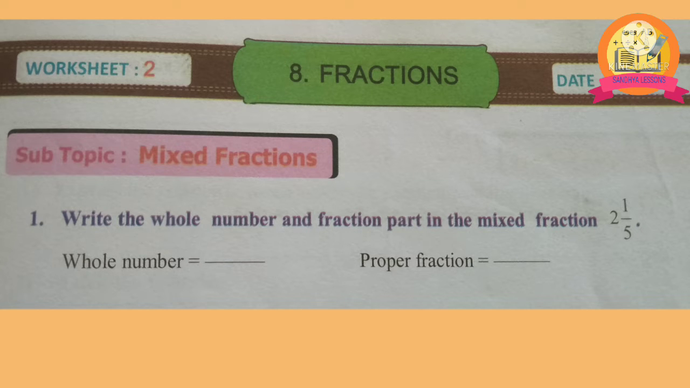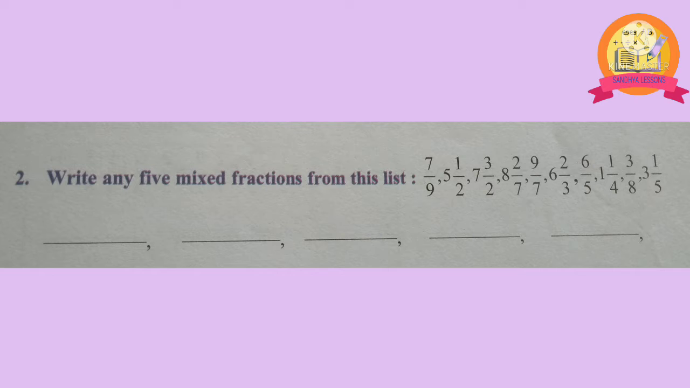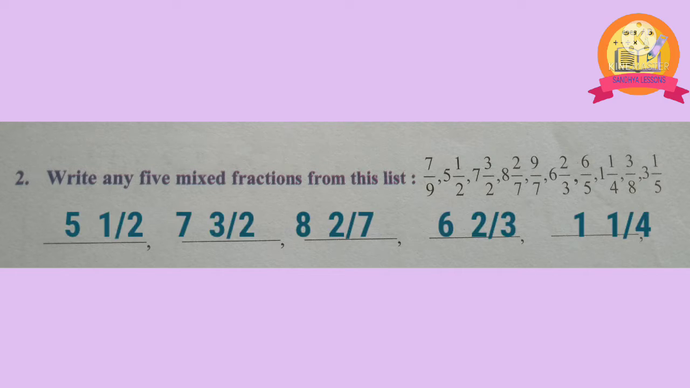First Roman. Write the whole number and fraction part in the mixed fraction 2 1 by 5. The whole number part is 2 and the proper fraction in the given mixed fraction is 1 by 5. Second Roman. Write any 5 mixed fractions from this list. Mixed fractions from the list are 5 1 by 2, 7 3 by 2, 8 2 by 7, 6 2 by 3, 1 1 by 4.